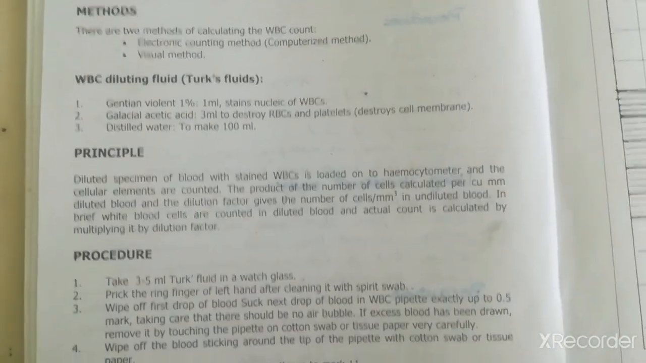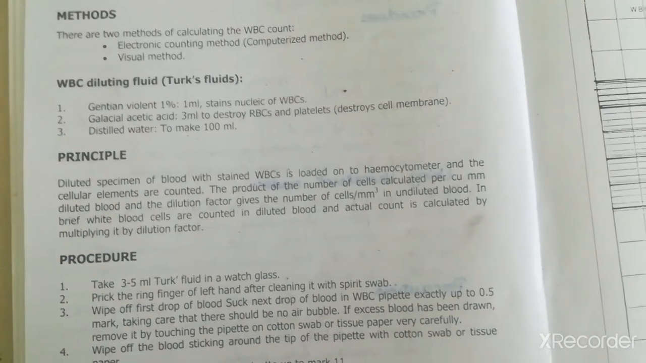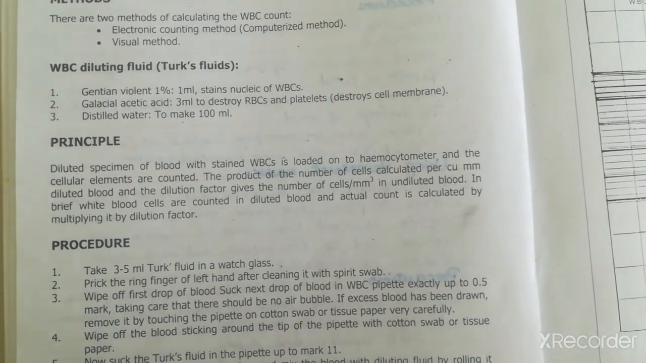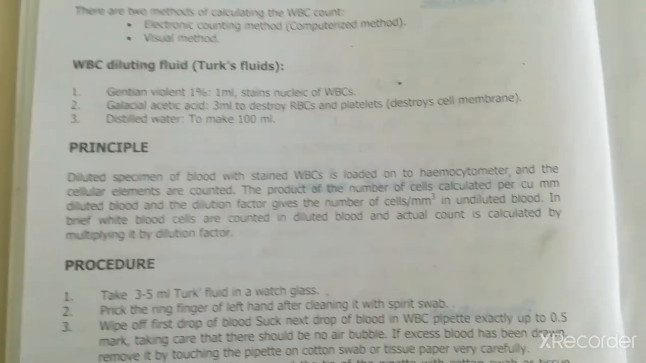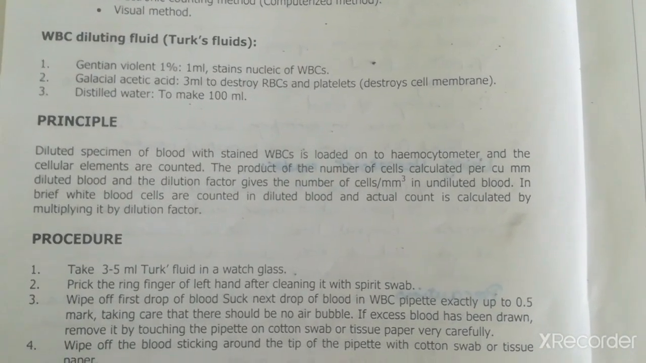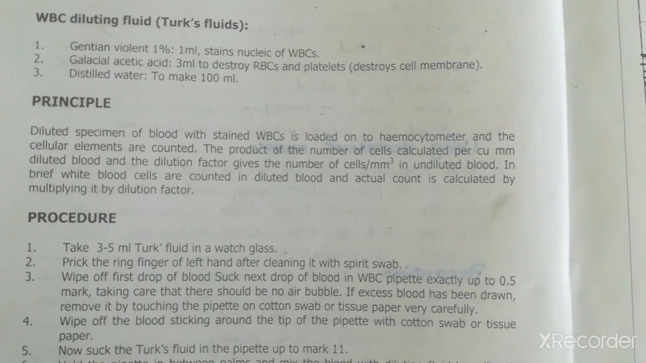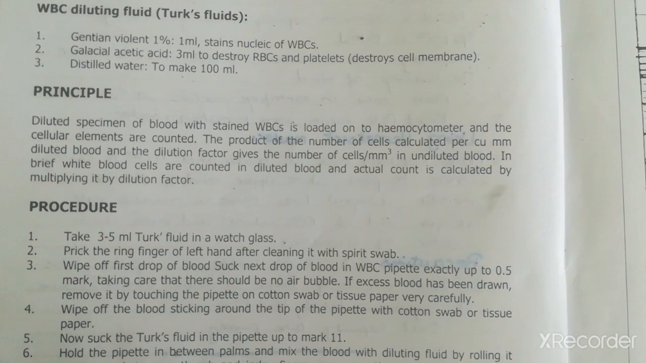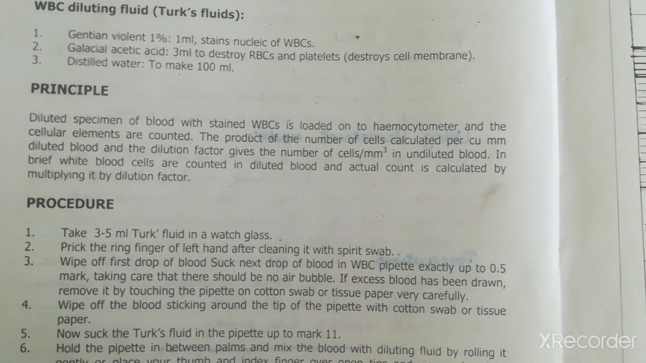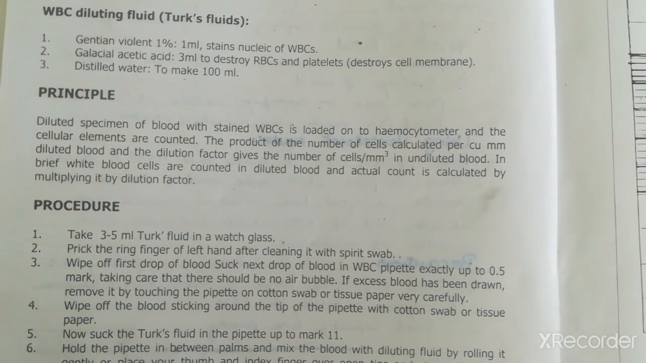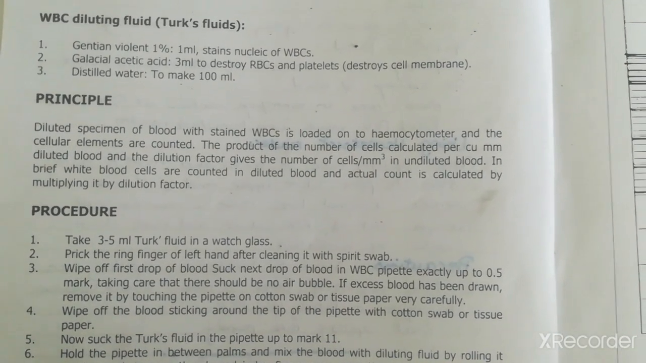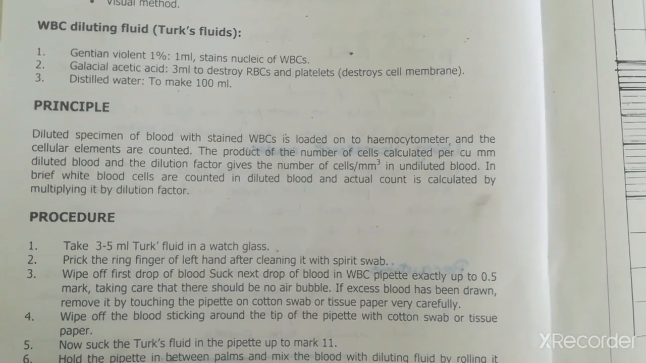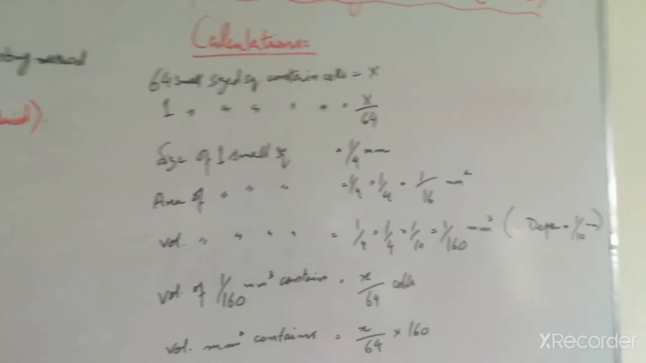Okay, now we'll move to principle of this experiment. The diluted specimen of blood with stained WBCs is loaded to the hemocytometer, and the cellular elements are counted. The product of the number of cells calculated per cubic millimeter diluted blood and the dilution factor gives the number of cells per cubic millimeter in undiluted blood. In brief, white blood cells are counted in the diluted blood, and actual count is calculated by multiplying it by the dilution factor. I hope through the calculations you will be able to understand it much better.